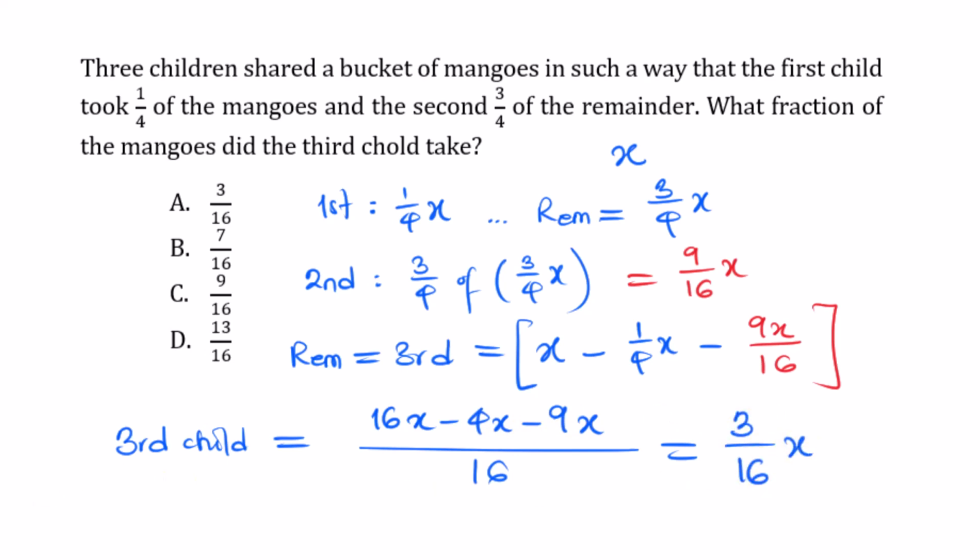So the third child is actually taking the 3 over 16 parts of what is being shared here, which is mango. So that is option A as the solution. If you can break it down like this, definitely your work is cut out and you will get your answer as appropriate.